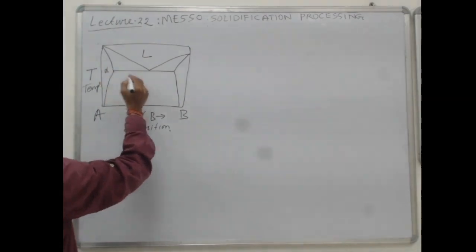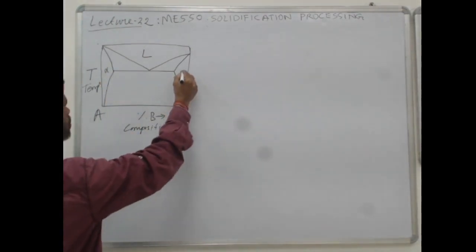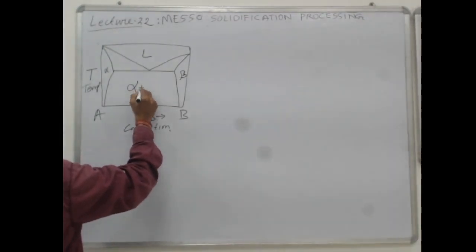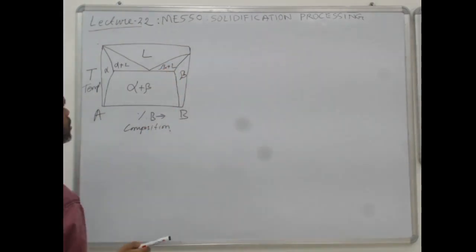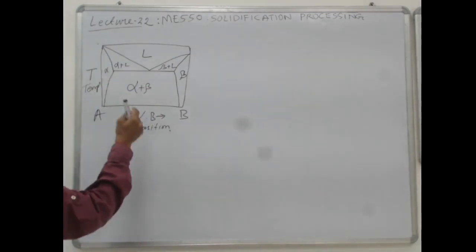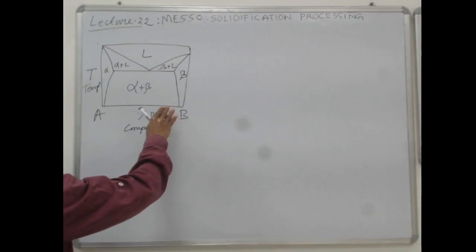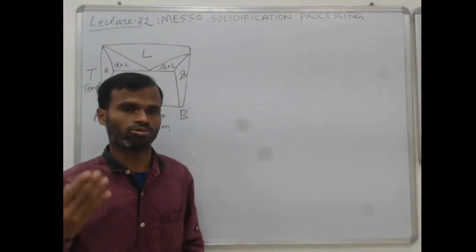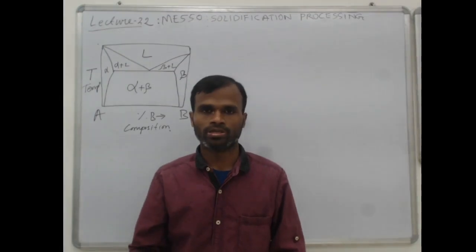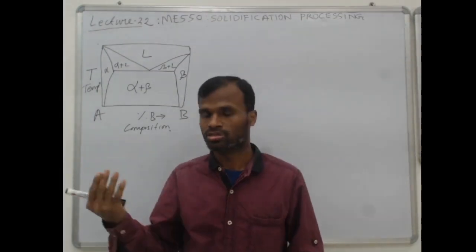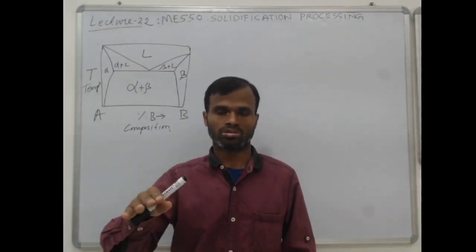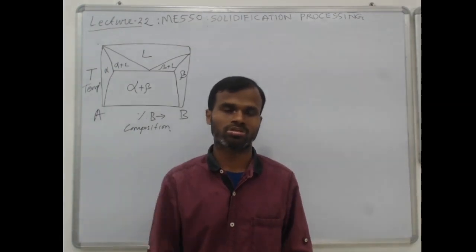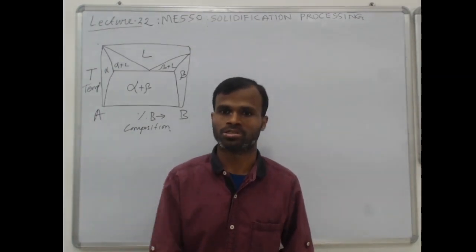Here you have an alpha phase, here a beta phase, here alpha plus beta, here alpha plus liquid, and here beta plus liquid phases. So these are the different phases that you get for different combinations of composition and temperature. Of course, we have already discussed how to get this phase diagram from the free energy curve. There, temperature and composition are considered the independent variables, but pressure is considered almost constant because pressure has a negligible effect on condensed phases.